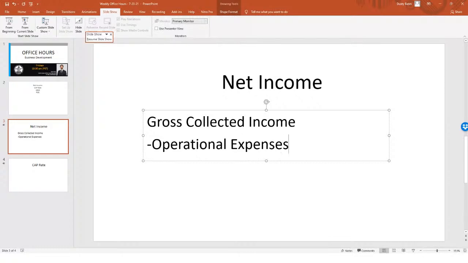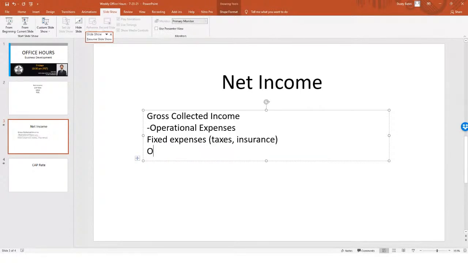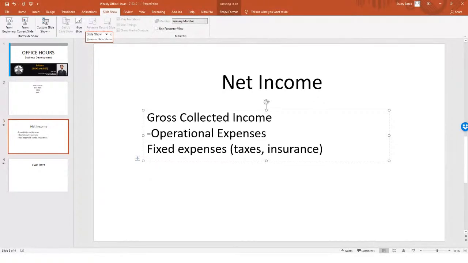Okay. So operational expenses are things that I have throughout the year that are going to be consistent. These could be fixed costs. Fixed expenses, right? Taxes and insurance, these are fixed expenses. These are pretty much the same every year, right? So you have fixed expenses, other expenses.